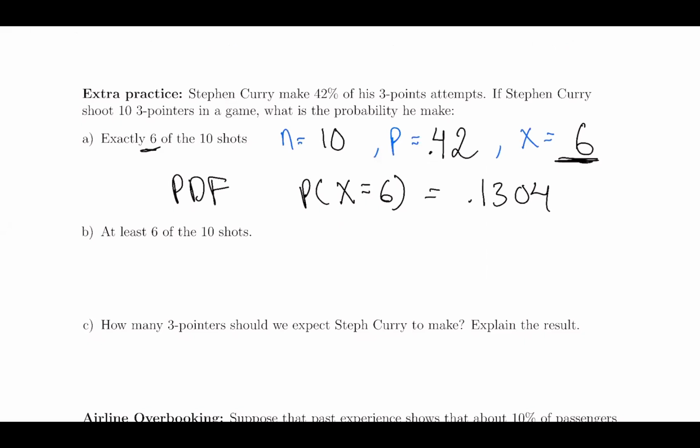All right, and that's it for A. Any question in regard to A? All right, let's do B. So for B, it said at least 6 of the 10 shots.